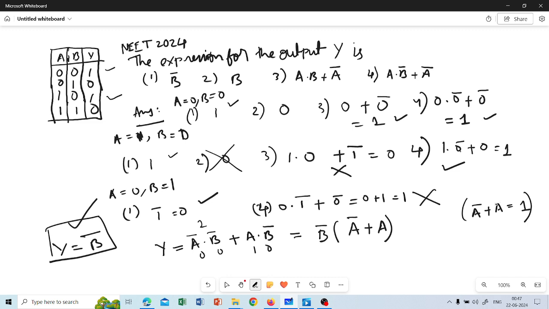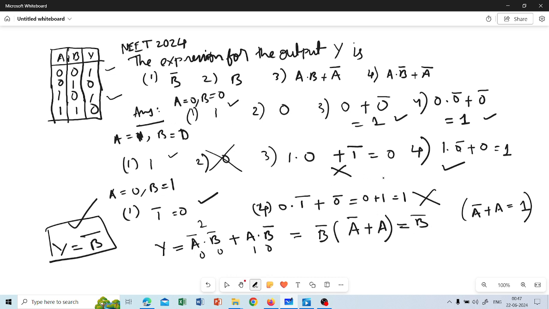So I told the method where you don't need to know anything. Simply you have to use the options and substitute. This is the best method. This one you can do if you want. You will get B bar as the option. This is the more conventional method. You can write wherever there is one.